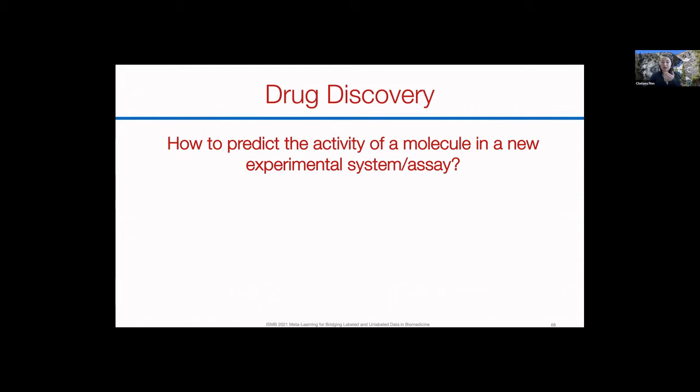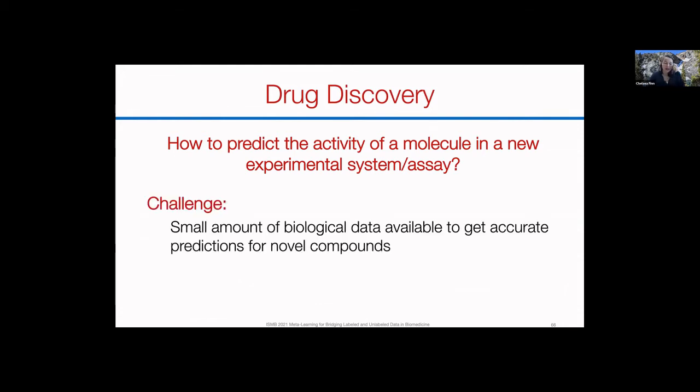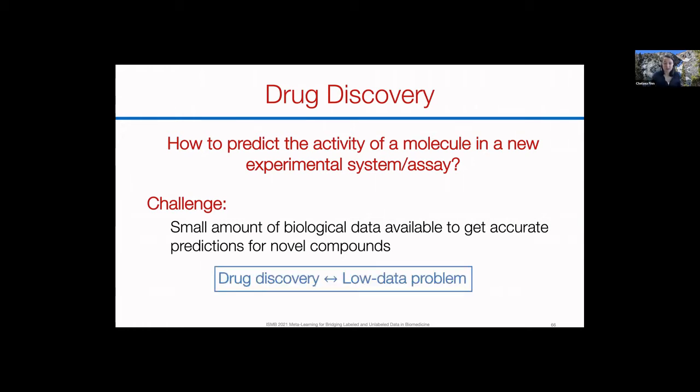And the challenge here is that we have a really small amount of biological data available to get accurate predictions for these new compounds, so we want to be able to generalize with such a small amount of data. And so the discovery of new drugs corresponds to this low data problem. However, we do have a fair amount of data from other molecules and other assays and so forth.